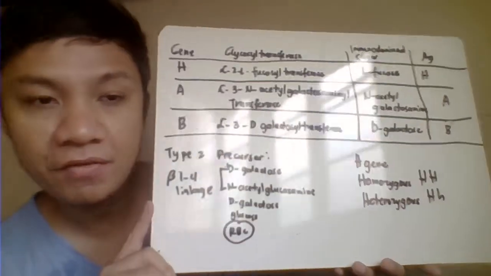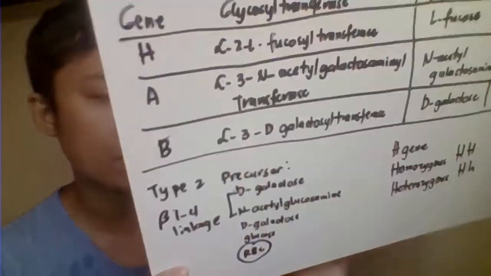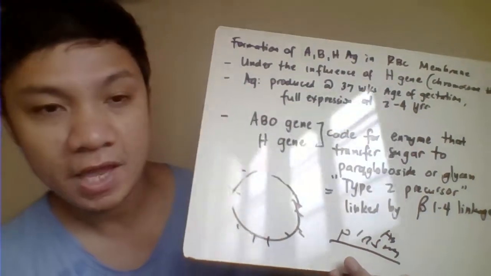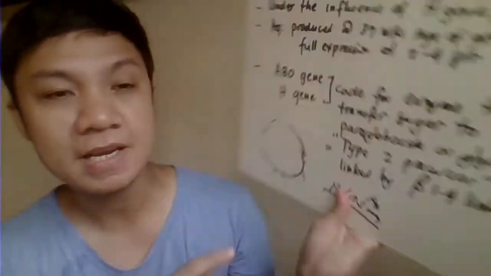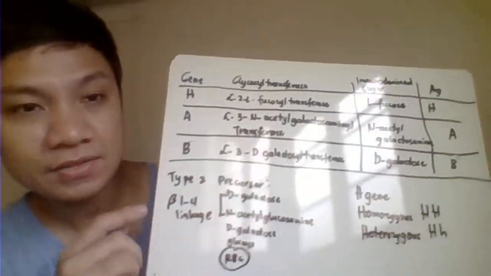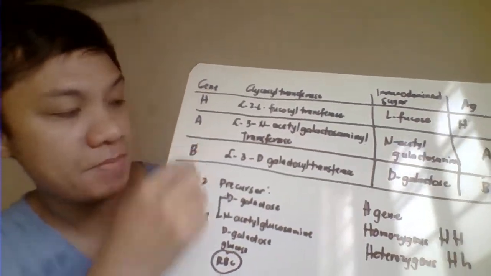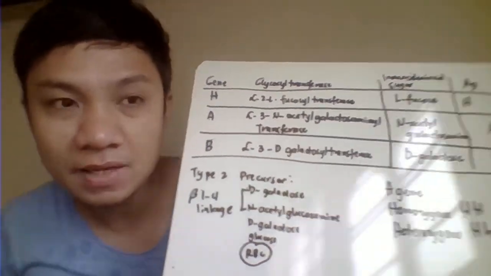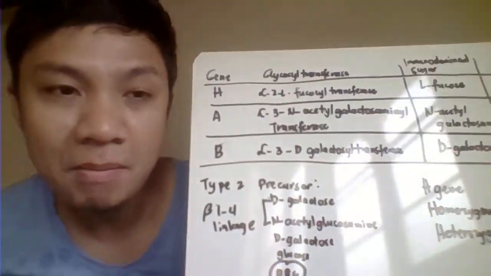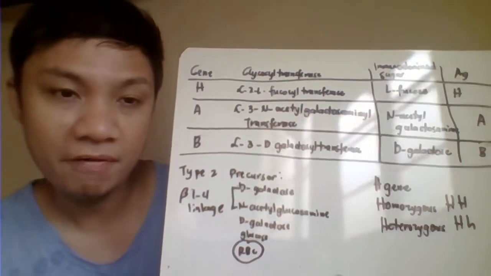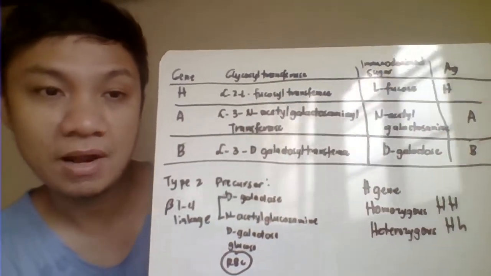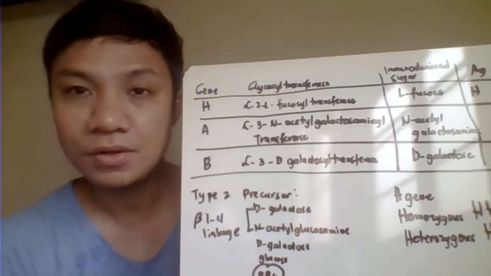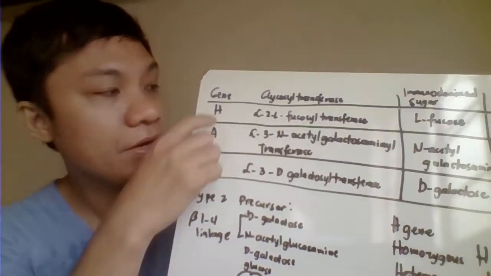Okay, so we have here the formation of your ABH substances or ABH antigen in your RBC membrane. So again, you're needing here the H gene, and we have also your ABO genes, except your O gene. Again, remember that your O gene is the amorph gene, and therefore that one does not code for the production of a particular antigen. Okay, so the first one, we have here your H gene.